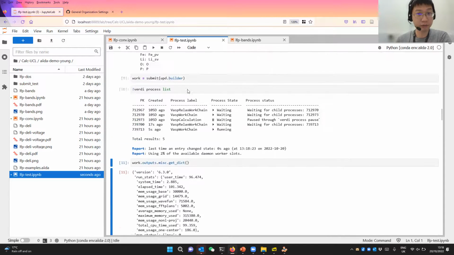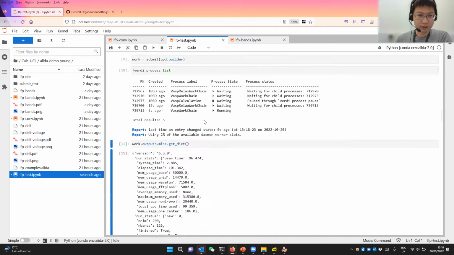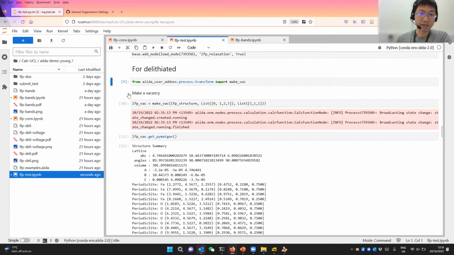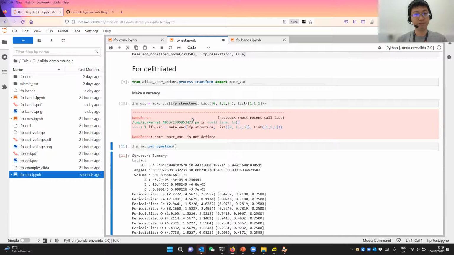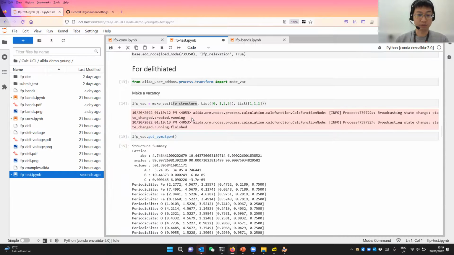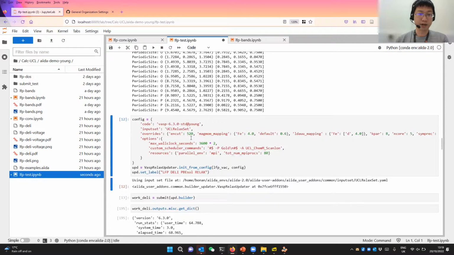In this example, I run the lithium iron phosphate lithiated phase, and then I do the delithiated phase. So basically, I make a structure with a lithium vacancy using the input structure. It's essentially just taking lithium away. If I do this, it makes a new structure, and I can investigate what structure I actually made.